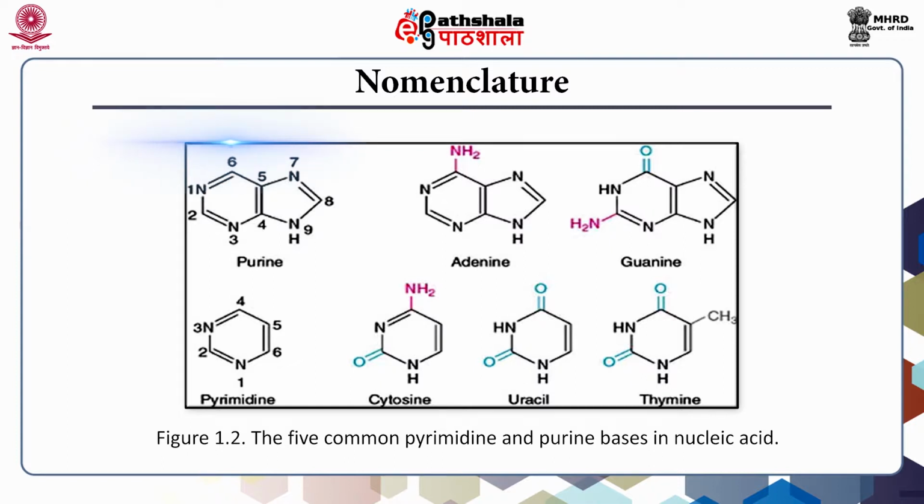In this slide, the structures of the 5 common bases found in nucleic acids have been shown. The basic structures of the bases are purine and pyrimidine. The 5 bases are adenine, guanine, cytosine, uracil and thymine. The 4 bases which are present in deoxyribonucleic acid or DNA are adenine, guanine, cytosine and thymine. The 4 bases which are present in the ribonucleic acid or RNA are adenine, guanine, cytosine and uracil.